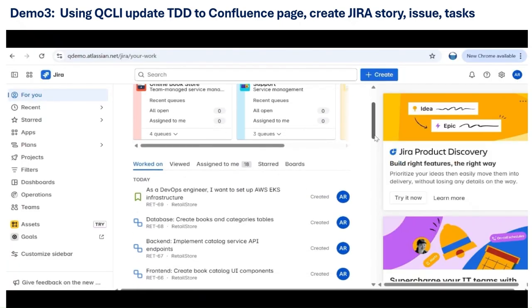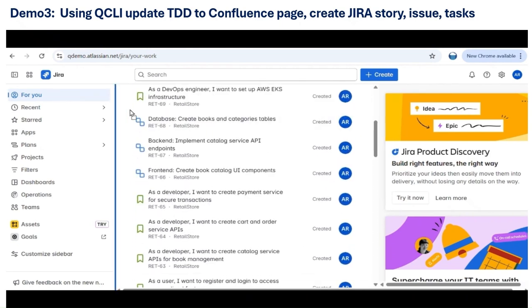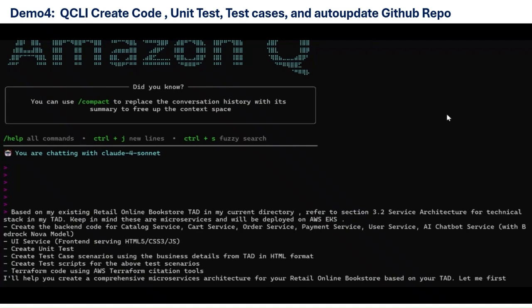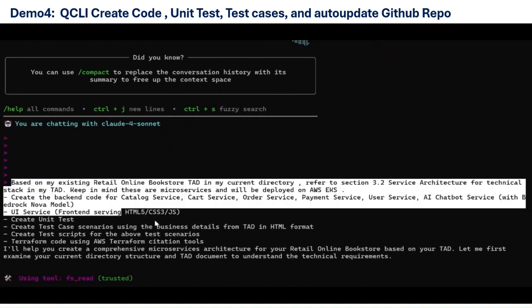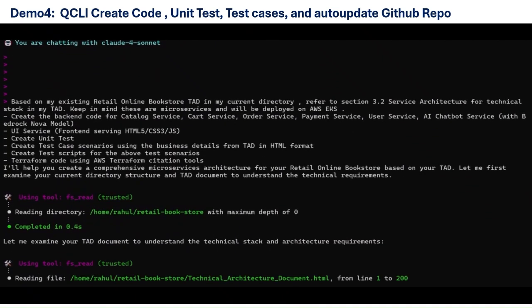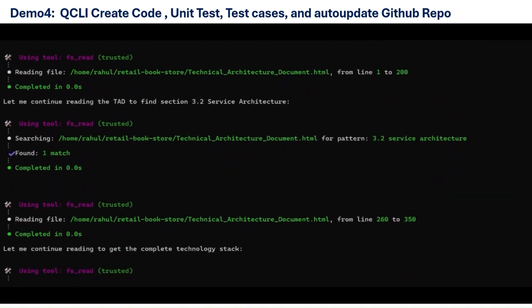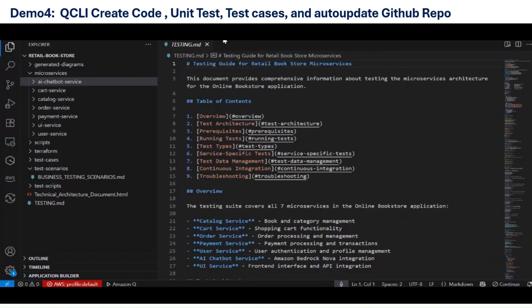The AWS Pricing MCP server provides real-time cost analysis and service recommendations, allowing teams to make informed decisions about architecture choices based on actual costs rather than estimates. The Diagram MCP server creates visual AWS architecture diagrams automatically, ensuring that technical designs are both comprehensive and easily understood by all stakeholders. The system doesn't stop at document creation.